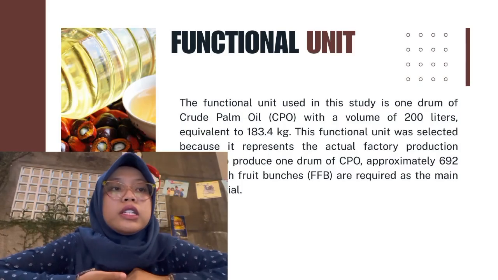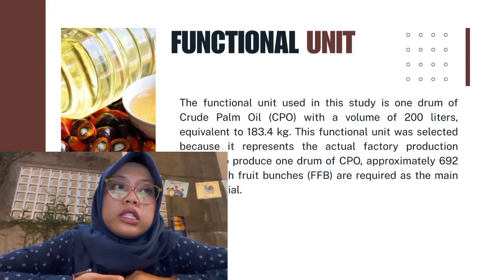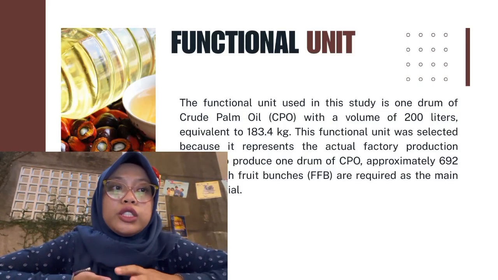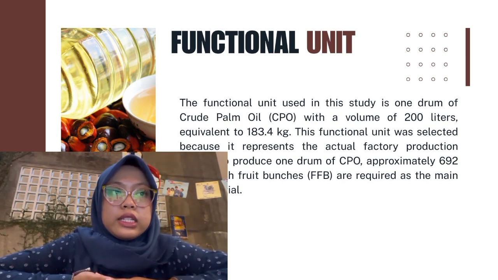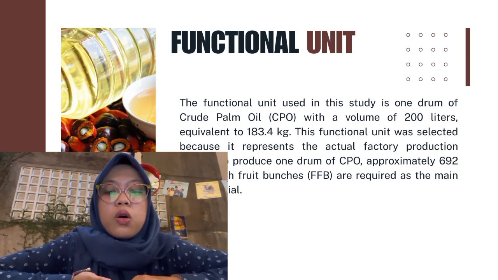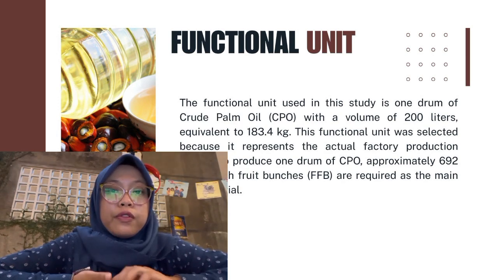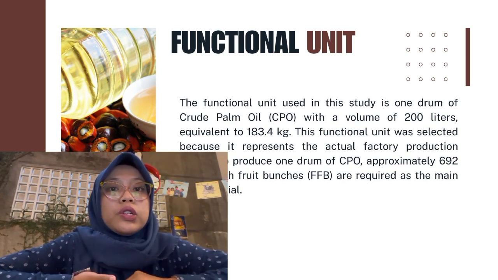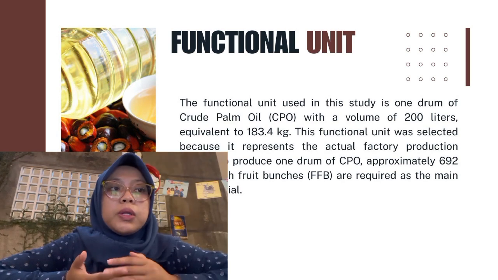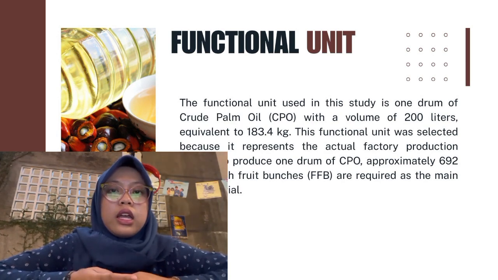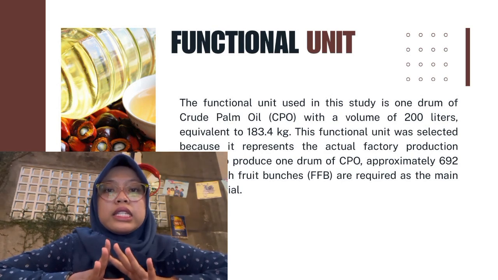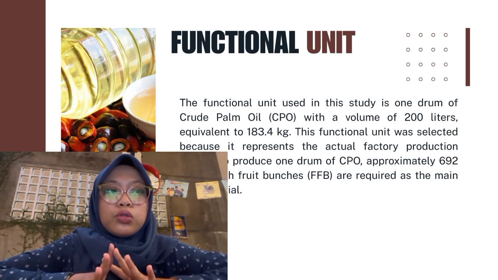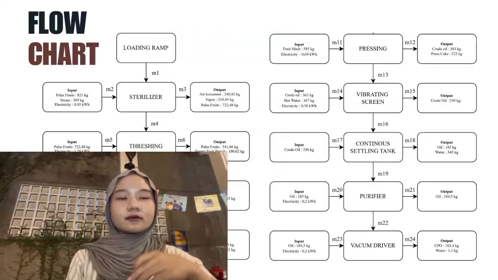For the functional unit, 1 drum of crude palm oil with a volume of 200 liters, equivalent to 183.4 kilograms, is selected. This unit represents the actual production output of the mill. To produce 1 drum of CPO, approximately 692 kilograms of fresh fruit bunches are required.